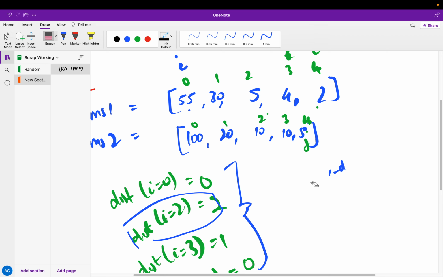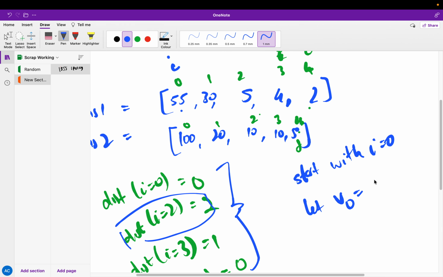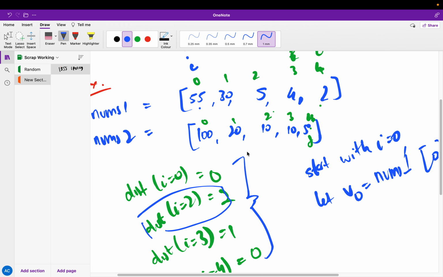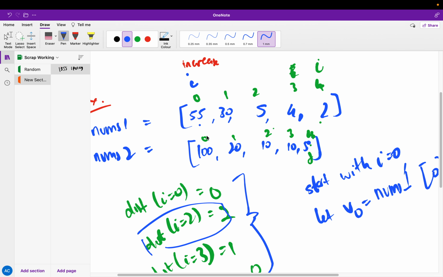So, if we start with i equals 0, and we let v0 equal nums1 at 0, my thinking is basically, let's find the first value, starting from the left of nums2, that is too small for 55. So j starts at 0, and that's bigger than 55, so that's fine. And then we move on to 20, which is now too small, right? 55 is over here, j is pointing to 20.